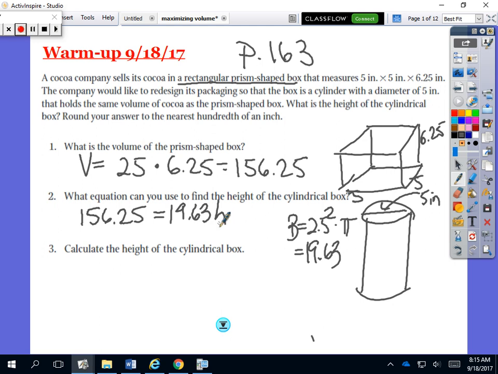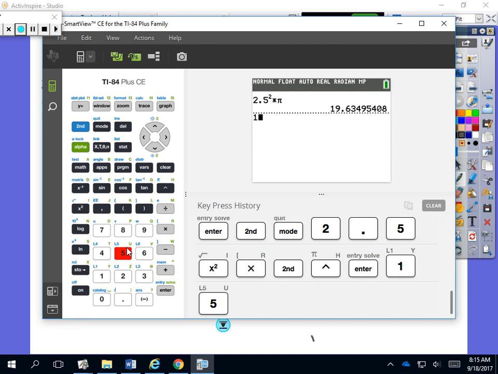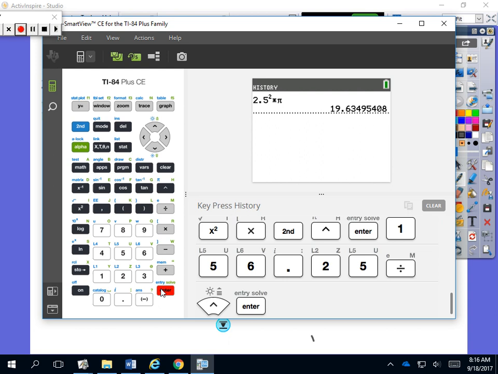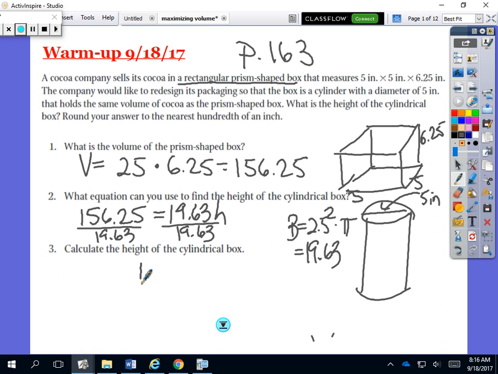Now how can I solve for the height of the box? Well, I would just divide by 19.63 on both sides. So take 156.25 divided by this number. You can just use your cursor and copy and paste that number. And you get 7.95, and it said round to the nearest hundredth, so this 5 gets rounded up to 6: 7.96 inches. So the height of that cylinder would have to be 7.96 inches in order for it to have the same volume as the box.